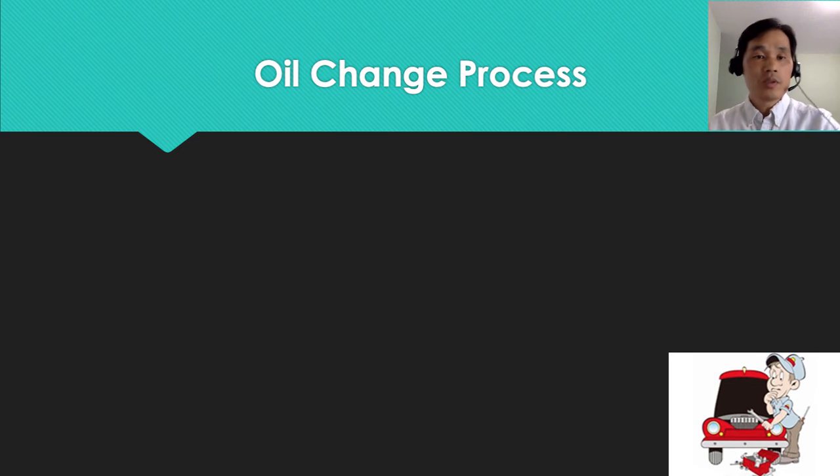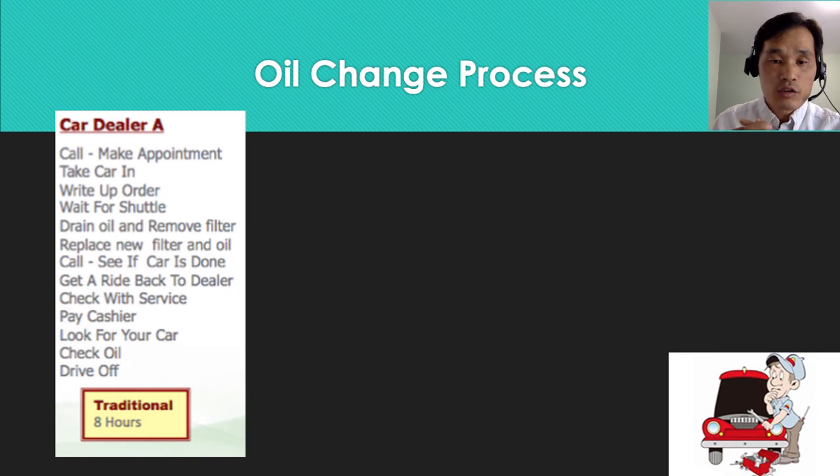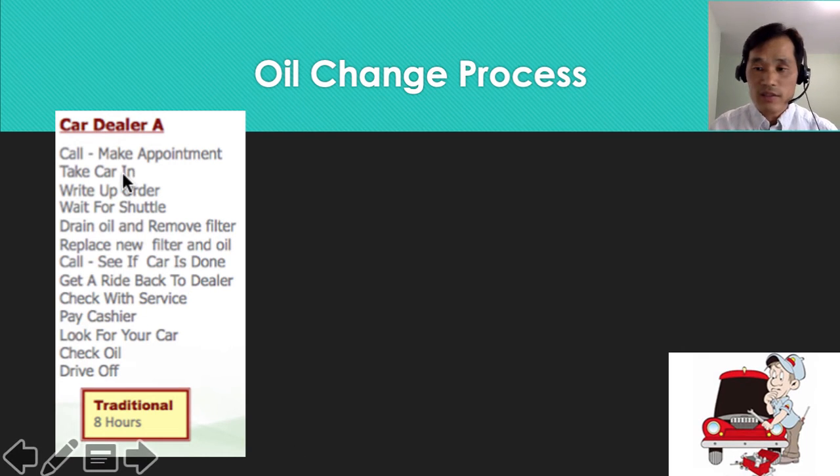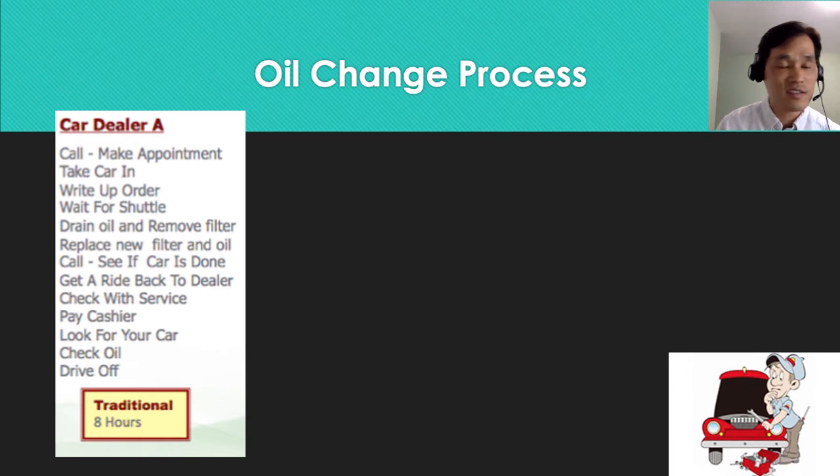One simple example of process mapping would be the oil change process. Take a look at this traditional process. Conventionally, a person drops off the car at a car dealer and brings it back at the end of the day. It can take as long as 8 hours to finish the job. Getting a ride back and forth could be a pain, and having no transportation limits one's capability to get business or personal tasks done.